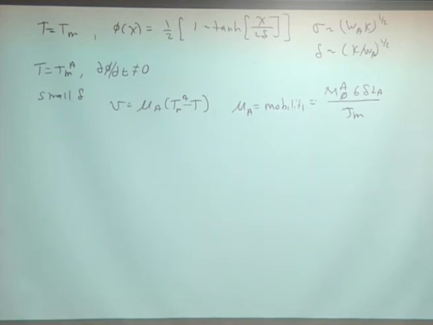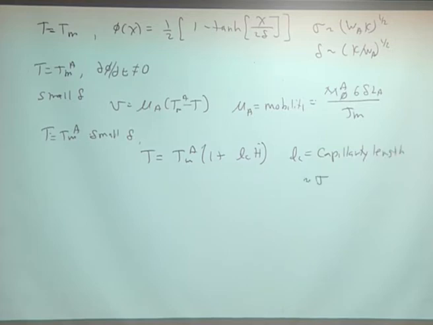And you also get, at T is equal to Tm, small delta, you get the, where LC is equal to the capillary length, which is proportional to the interfacial energy. This is a so-called Gibbs-Thompson effect.